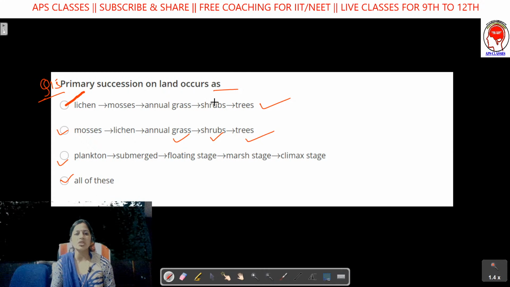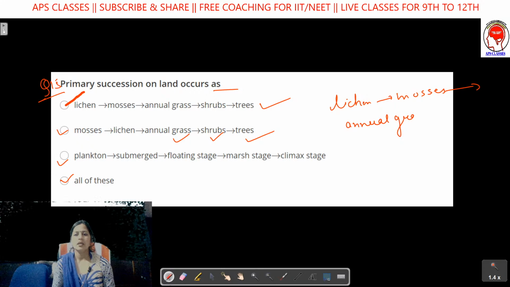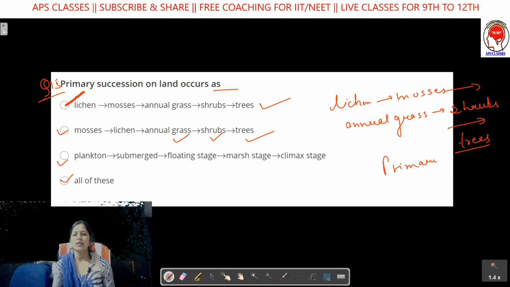So the primary succession on land occurs as lichens give rise to mosses, mosses give rise to annual grass, annual grass give rise to shrubs, and after the shrubs it forms the trees. So this is the primary succession that occurs on land.